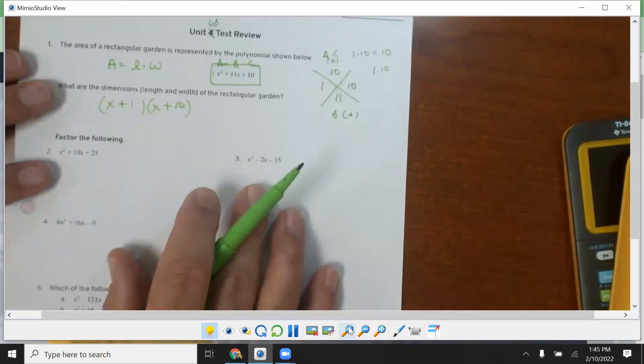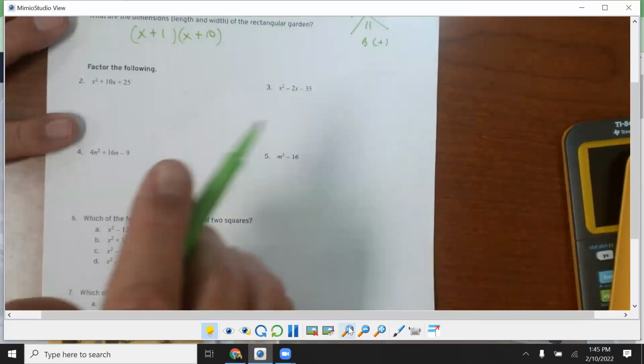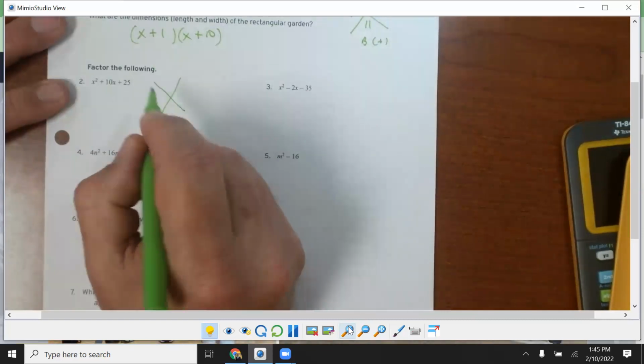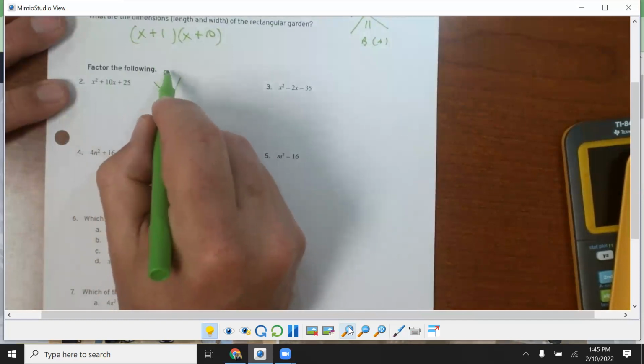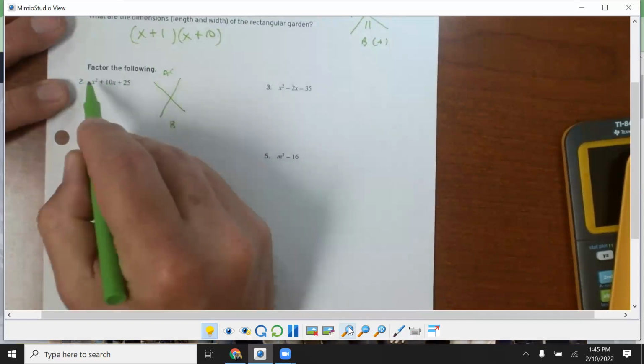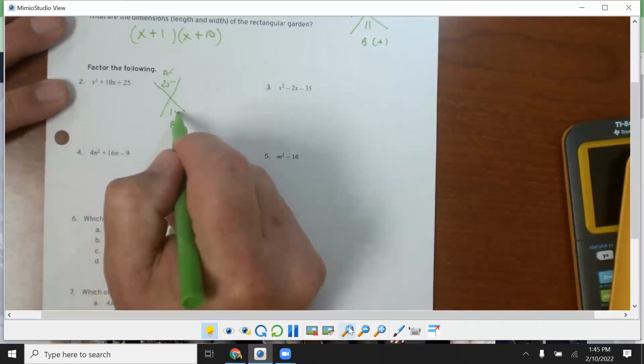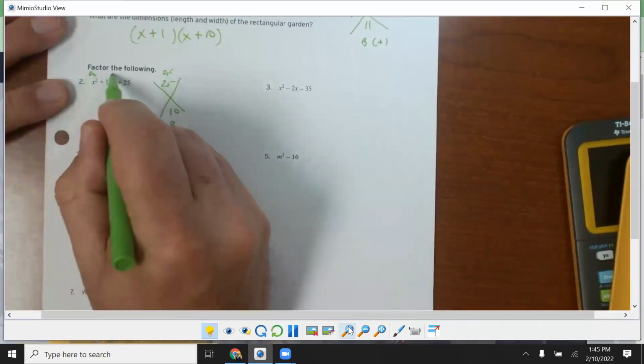All right, so I'm going to do the next one. All right, so the same thing. So I'm going to do my little X game thing here. All right, my AC is going to be multiplied, my B. So 1 times 25 is 25. The B value is 10. Remember, this is A, B, C.